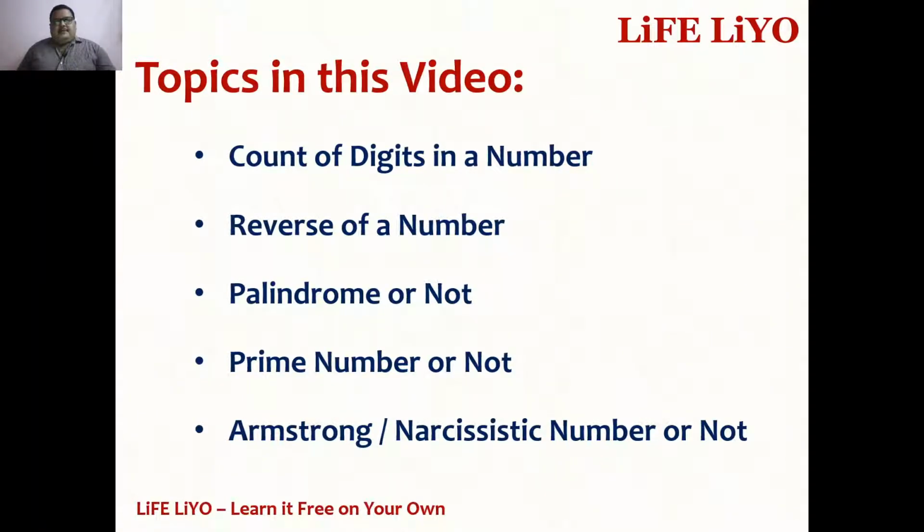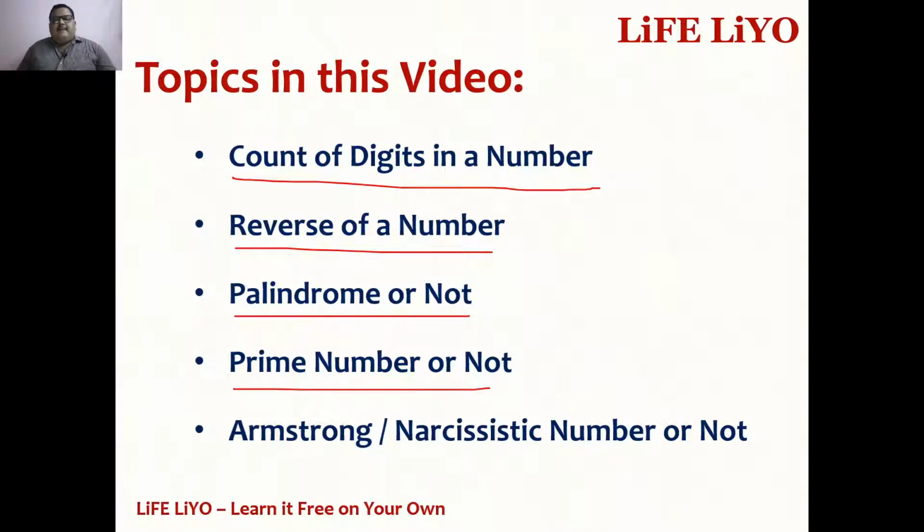In this video, I am going to discuss five important programs. First one is count of digits in a number. Second one is reversing a number. Third one is palindrome or not. Fourth one is prime number or not. Fifth one is Armstrong or Narcissistic number or not.